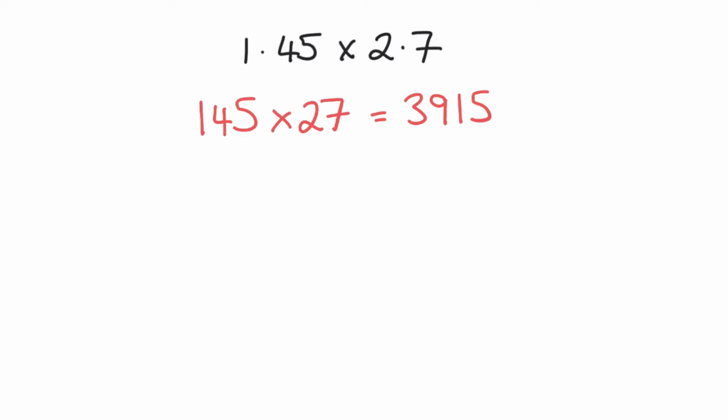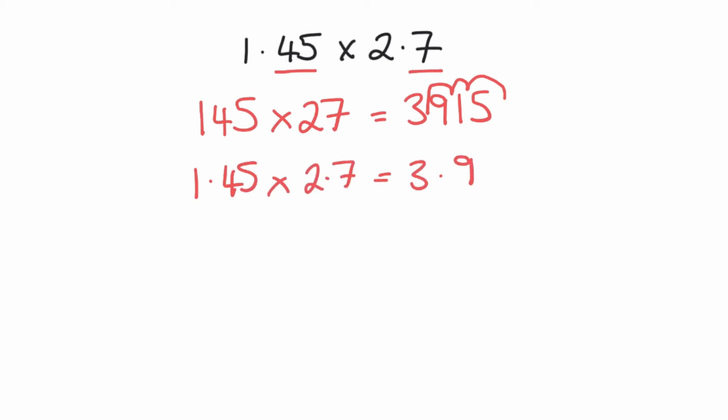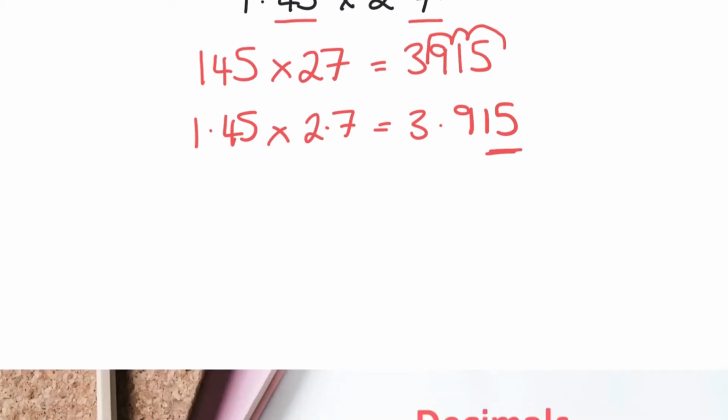So we need to count how many numbers were after the decimal point in our original numbers. So there was 2 there and 1 there. So we need to make sure that there's 3 numbers after the decimal point in our answer. So we'll count 1, 2, 3. So that's where the decimal point goes. So 1.45 times 2.7 is 3.915. My top tip here is always count from the end, count from the last number, so there's no confusion as to which numbers need to be after the point.